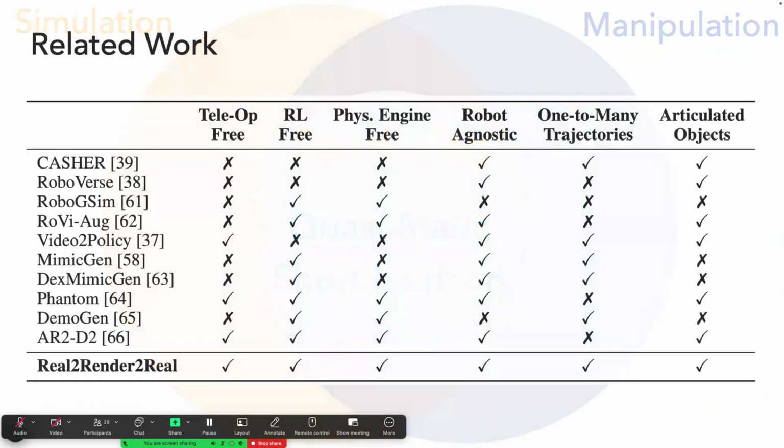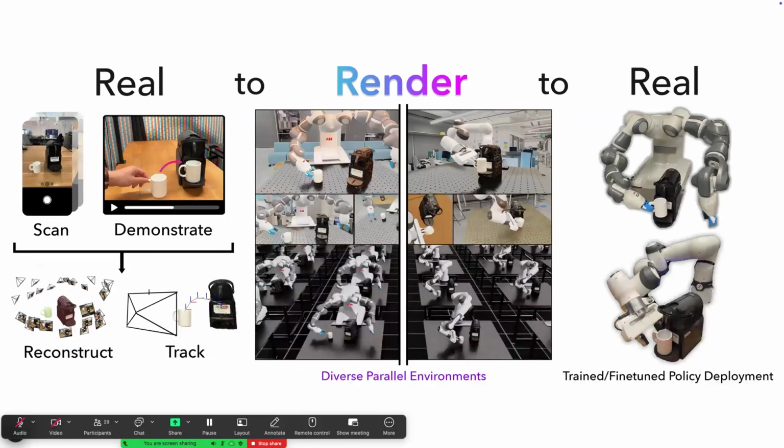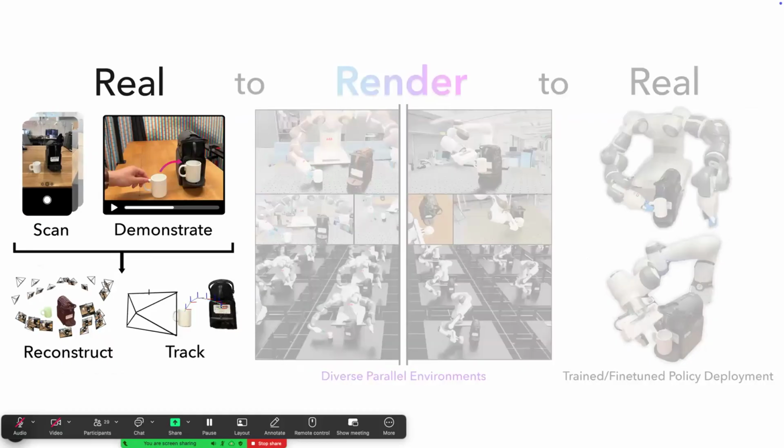So that is the basis of what we're calling Real2Render2Real, because we're not simulating with the full force dynamics. We're just simulating with rendering. And the idea is that we can take a real demonstration, extract from that a 3D model, and then render many different demonstrations from the single demonstration with slight variations, and use those to then train a policy that goes back and runs on the real robot.